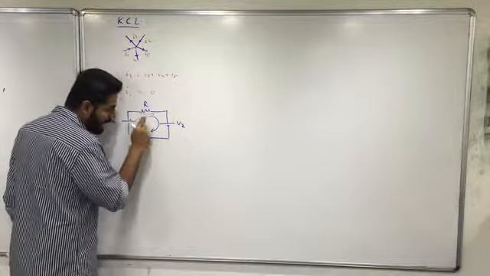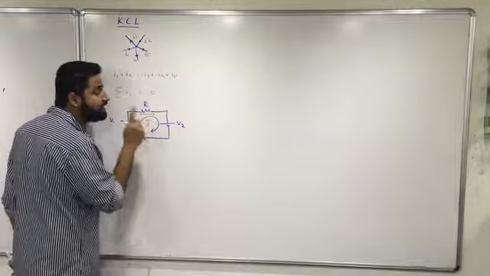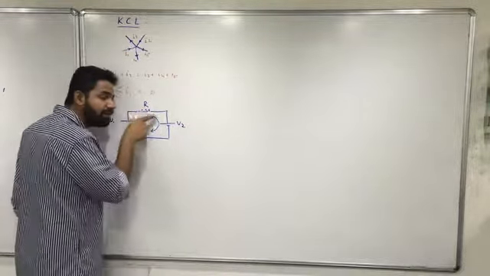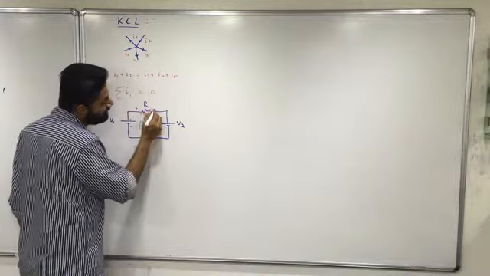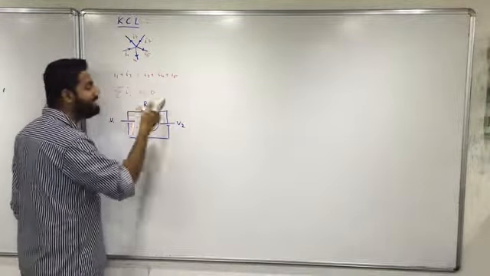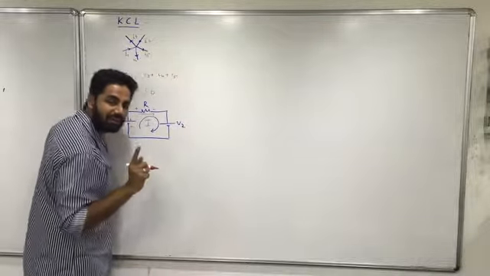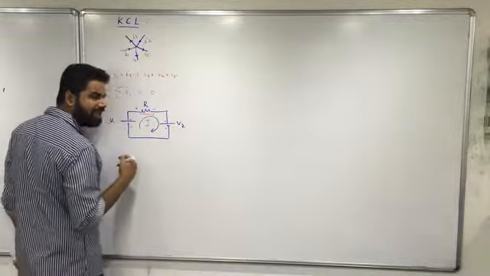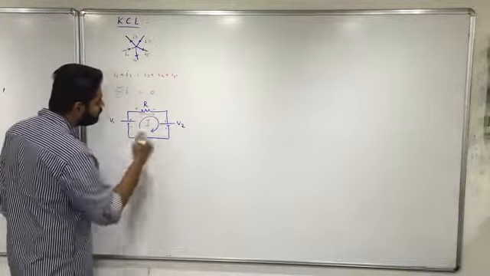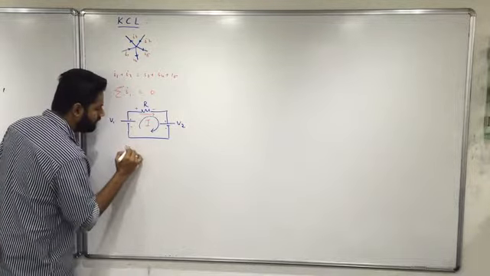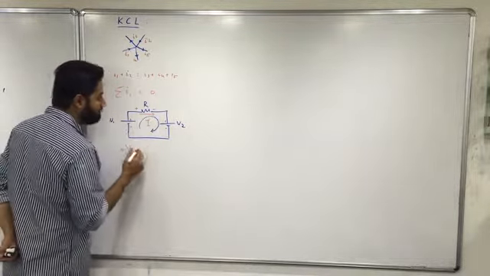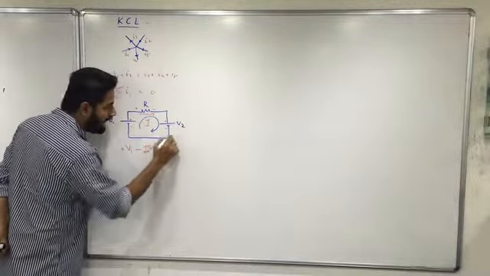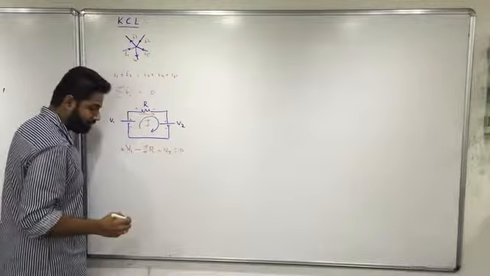For my assumed direction, I can say that the current is flowing in this resistor like this. If current is flowing this way, this has to be higher potential and this has to be low potential. Is it clear? Fine. And this is obviously plus and minus. Now I write down my KVL equation over here: it is plus V1 minus I into R, that's the voltage drop across the resistor, and minus V2, which is equal to 0.